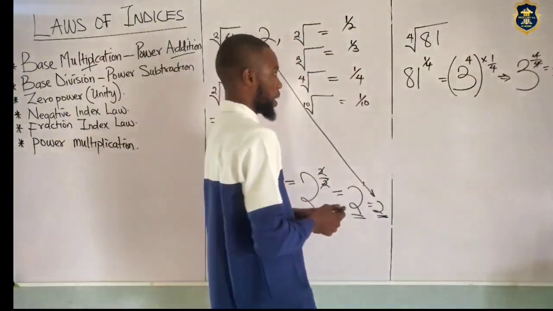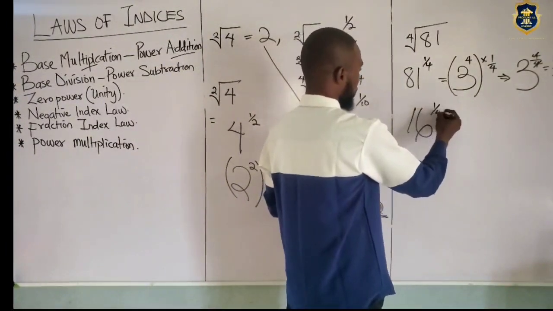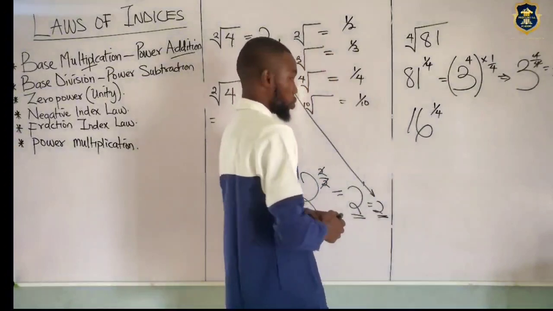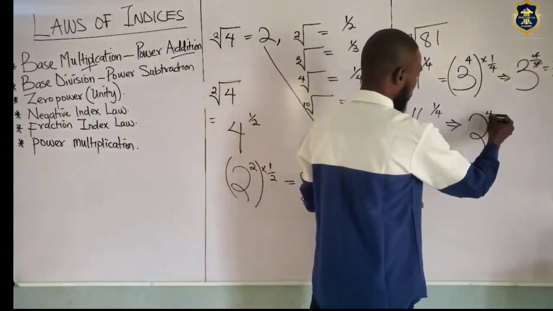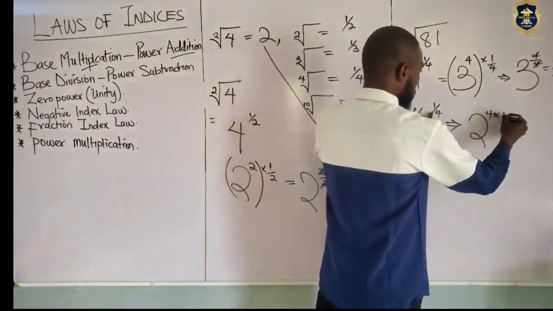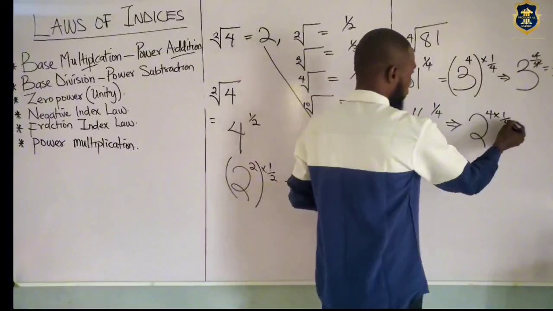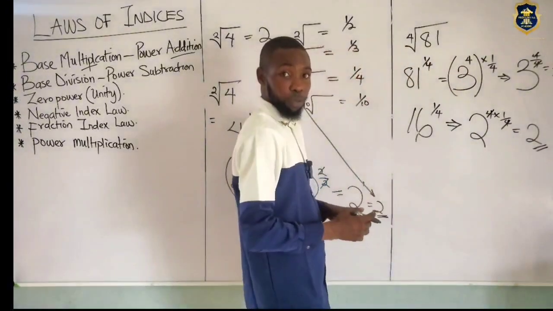So if we have, for instance, 16 raised to the power of 1 over 4. What can we raise 16 to? This 16 is the same thing as 2 raised to the power of 4. That is 2 multiplying itself 4 times, multiplied by this 1 over 4. What happens? We have 4 cancelling 4 to get just 2. It starts very, very simple, right?